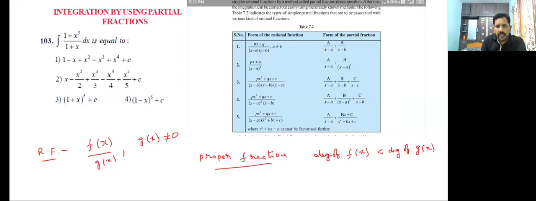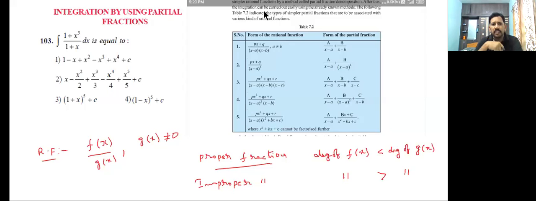Okay. Then improper fraction. What is an improper fraction? The degree of f of x is greater than the degree of g of x. That is an improper fraction. Then what is the partial fraction?